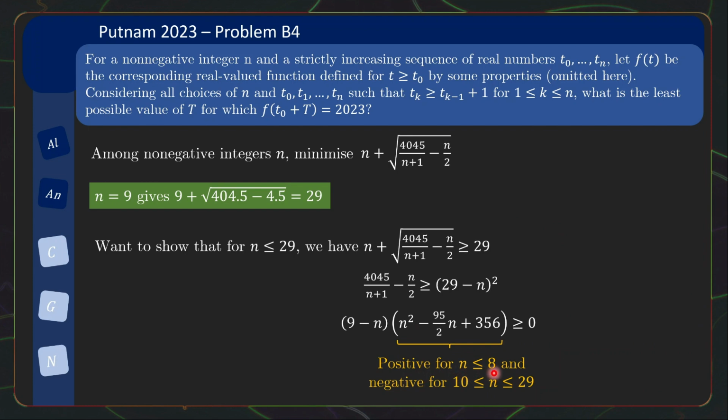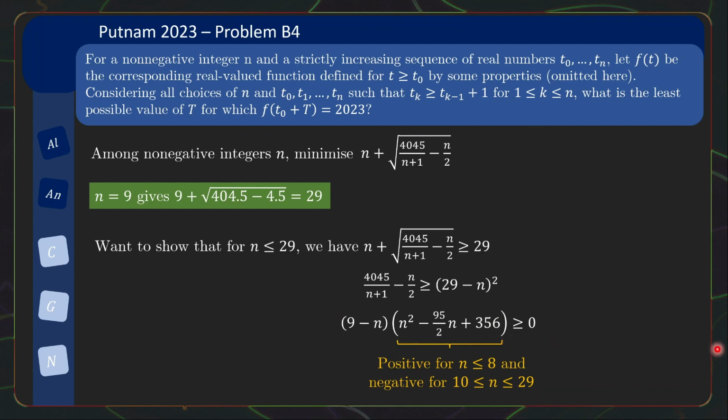You can check it's positive at n equals 8. It's negative at n equals 10, which means that when it's coming down, it crosses 0 somewhere between 8 and 10. So the quadratic is positive for n less than or equal to 8. And again, you can check when n equals 29, this thing is still negative. So it's negative all the way from 10 to 29. With this, together with the 9 minus n, we can show that this part here is indeed more than or equal to 0.